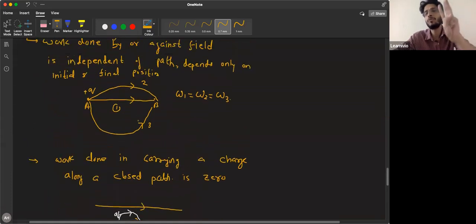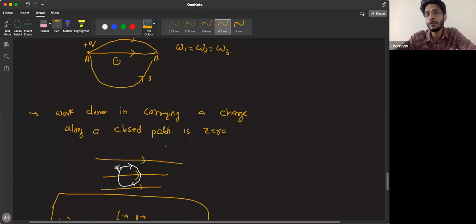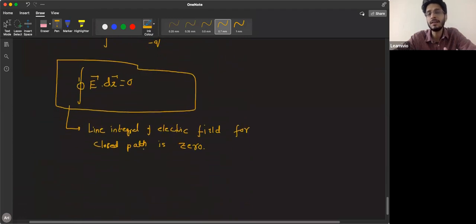So these are the three properties of the conservative field. First, work done is independent of path. It does not matter, like from A to B, through which path you are carrying the charge. You can carry the charge through any path, work done will remain the same. Second, if you carry a charge in a closed path, then work done will always be 0. Third, the line integral for a closed path is 0. This is very, very important. It's usually a 1-marker question: what is the line integral of electric field for a closed path? That's always 0.